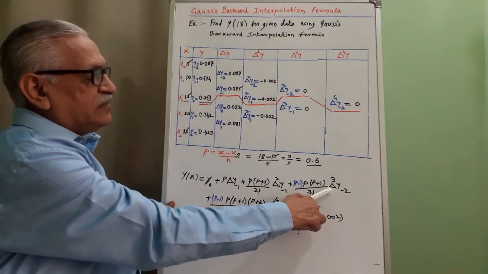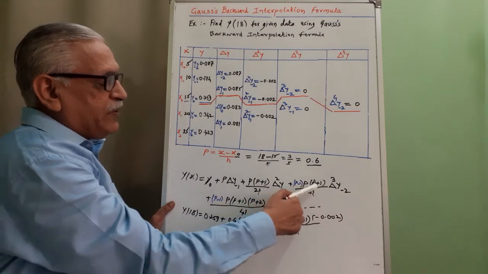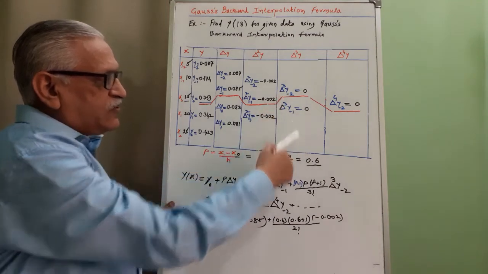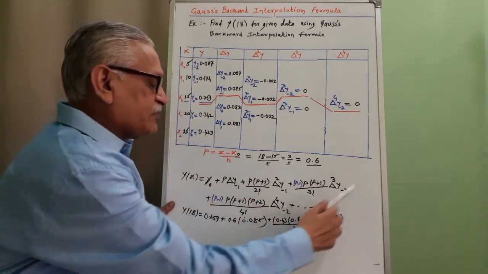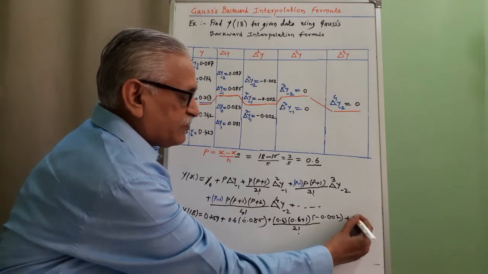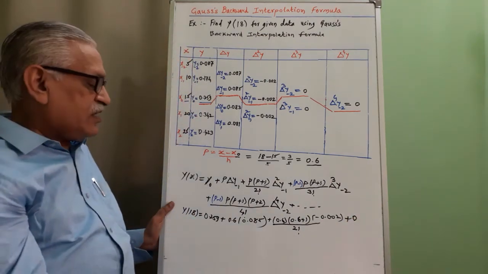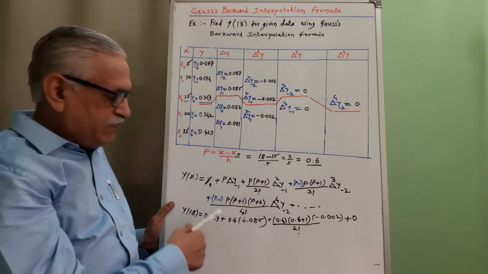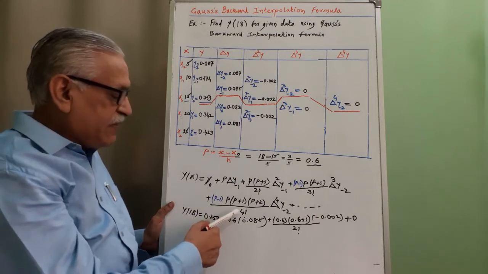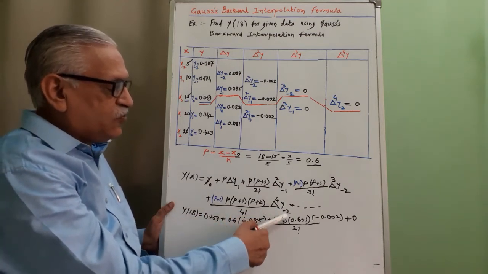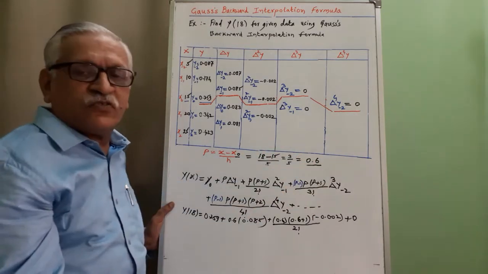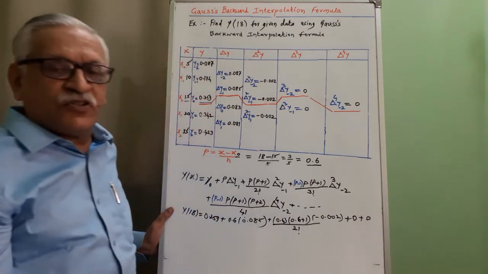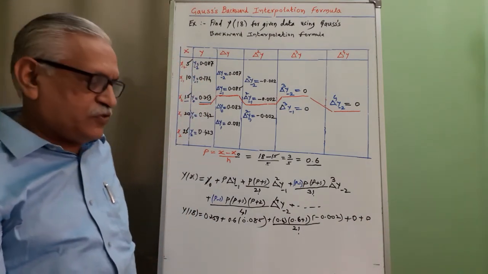Next, this term is multiplied by p plus 1, p minus 1, divided by 3 factorial into del cube. And as the value of del cube y minus 2 is 0, this complete term becomes 0. Therefore, I will substitute directly that value, 0. Last term is p plus 1, p plus 2 multiplied by p minus 1 divided by 4 factorial into del raised to 4 y minus 2. And the value of del raised to 4 y minus 2 is again 0. Therefore, if we substitute that value, that term becomes 0.